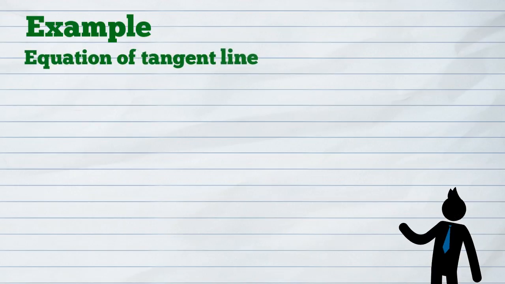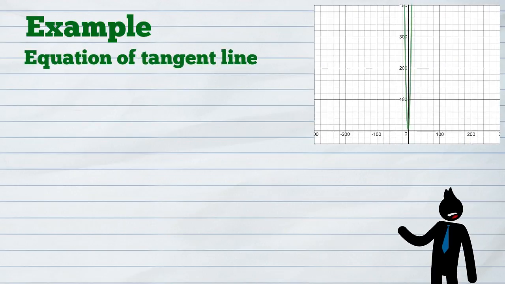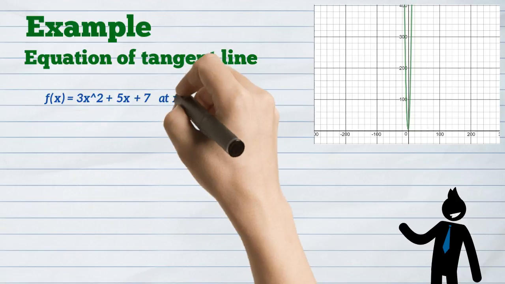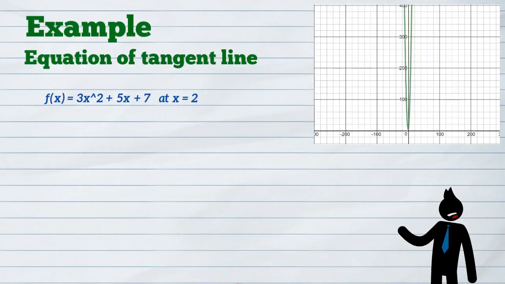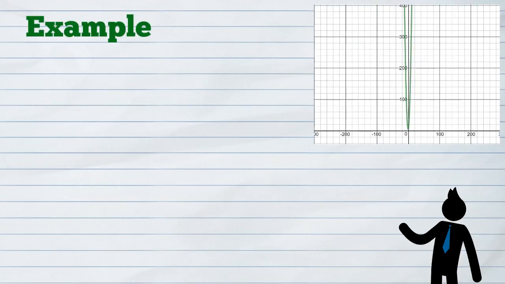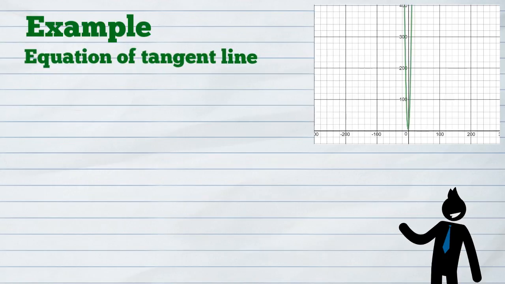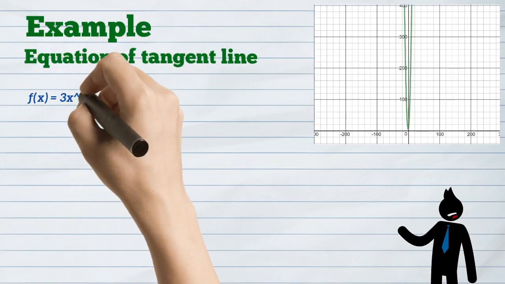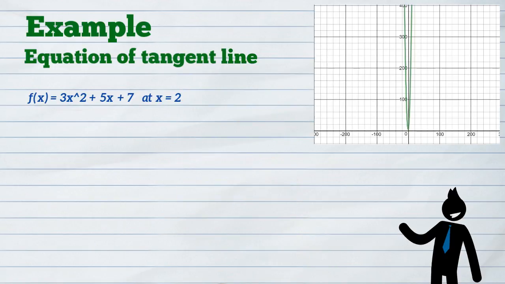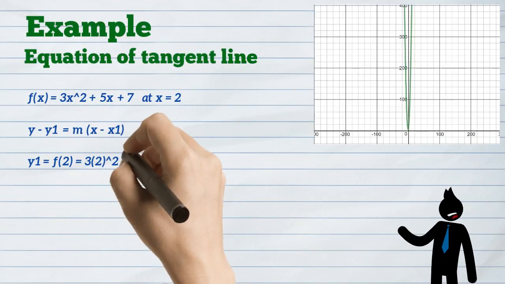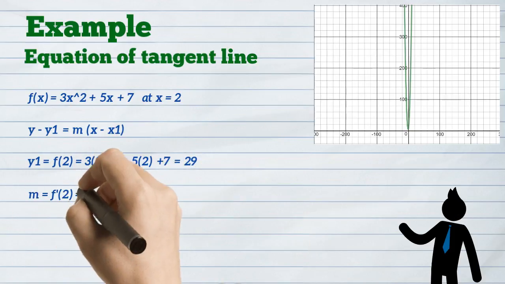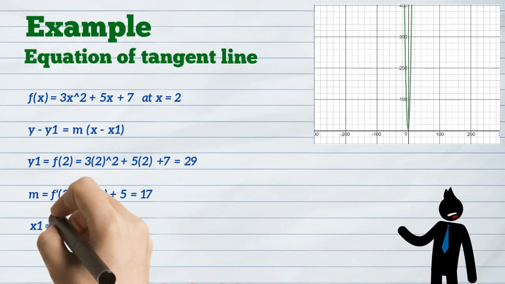Let's take a look at an example. In this problem, we are asked to find the equation of the tangent line of f(x) equals 3x squared plus 5x plus 7 when x is equal to 2. First off, we will simply write out the equation as stated earlier. Then, we simplify each required term one by one. In this case, y1 is equal to 29. The derivative of the original function is equal to 6x plus 5 after differentiation, which means m is equal to 17. And of course, x1 is equal to 2.